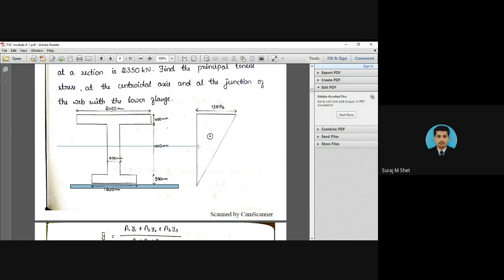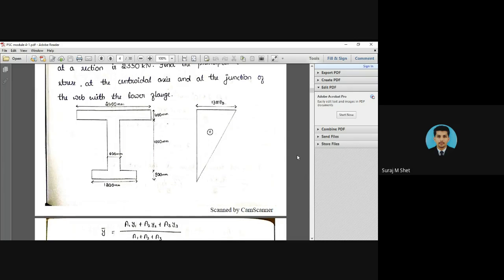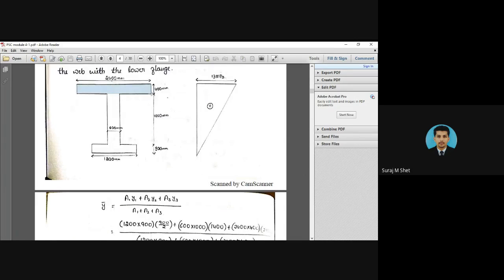What is the formula to calculate Y bar? So Y bar is equal to area 1 into Y1, plus area 2 into Y2, plus area 3 into Y3, divided by area 1 plus area 2 plus area 3. This is the formula to calculate the centroid Y bar.